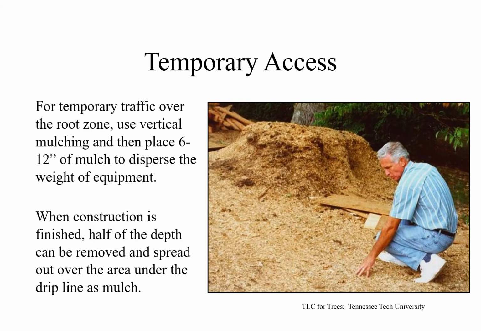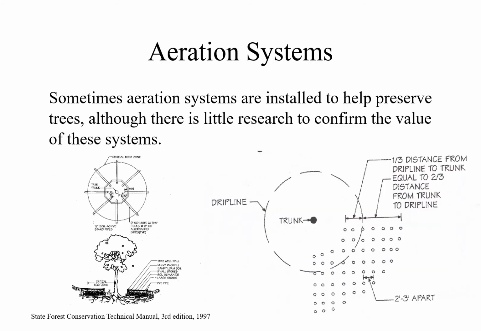For temporary access over a tree's root zone, you can use vertical mulching and then place 6 to 12 inches of mulch to disperse the weight of any equipment. When construction is finished, half of the depth of the mulch can be removed and spread out over the area under the drip line. Sometimes aeration systems are installed to help preserve trees, although there is little research to confirm the value of these systems.